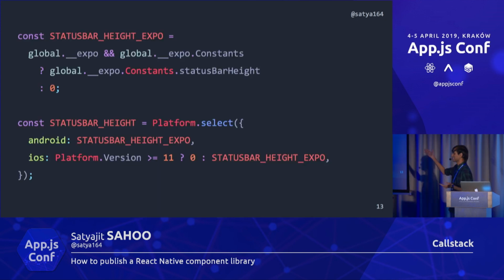We have this logic in Paper, where we try to guess what the status bar height is. For example, we detect if it is Expo. If you are running in Expo, Expo has a translucent status bar by default. So we always assume that there is space above to handle. And if you are on iOS 11, we use safe area view. That's why we have 0 here. And otherwise, we use our hard-coded value.